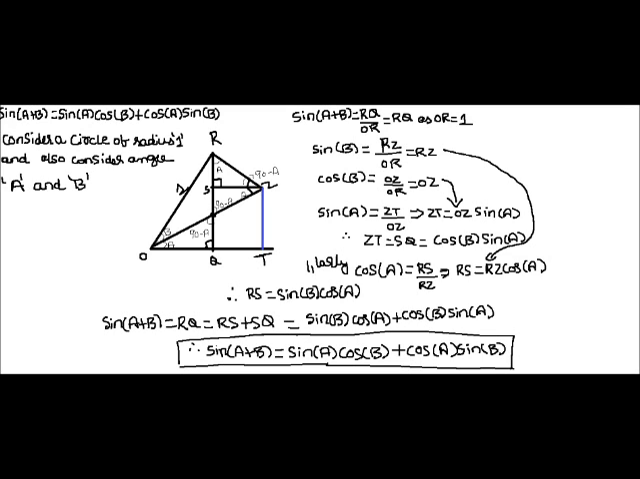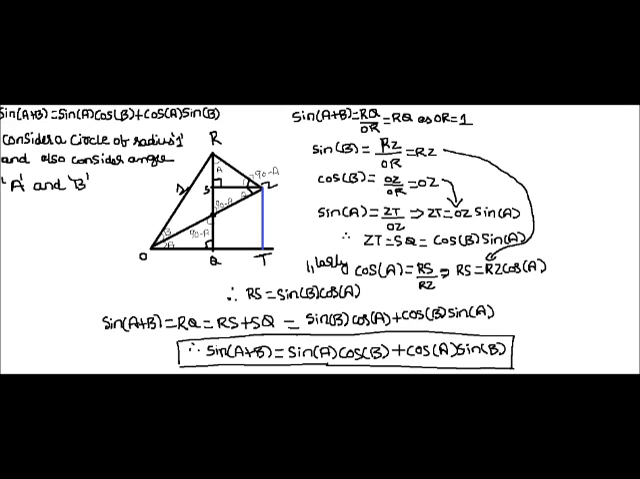RQ is the sum of RS and SQ, and now we'll try to express RS and SQ in terms of sines and cosines of the individual angles A and B. So now draw a perpendicular line starting from point R onto line OZ. So the angle at Z in triangle RZO, which is a right angle triangle, is 90 degrees. Now from Z, draw a perpendicular line onto line RQ. It intersects line RQ at point S.